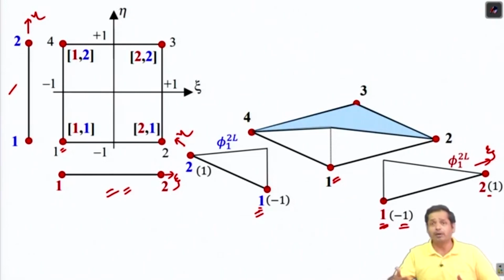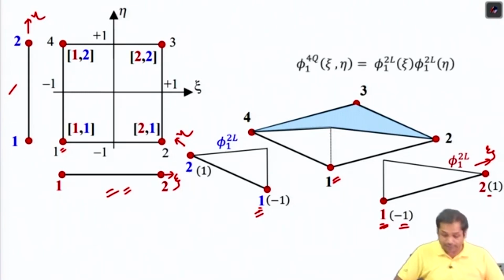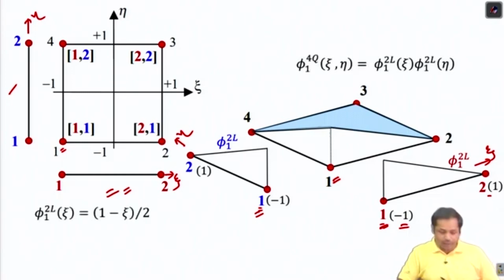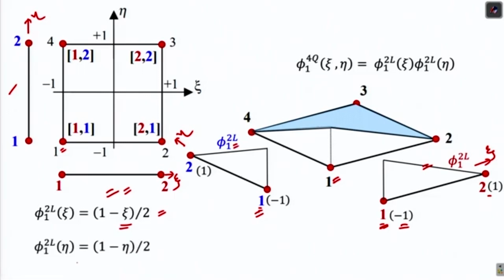The similar thing we can do for other nodes as well. So this will be our shape function, right? Now we already know that the shape function for this 1D element within the -1 to 1 domain will be 1 minus xi by 2. You can check: xi equal to -1, phi 1 is 1, and xi equal to 1, phi 1 is equal to 0. So this shape function is this. And similarly, phi 1 2L can be written as this.